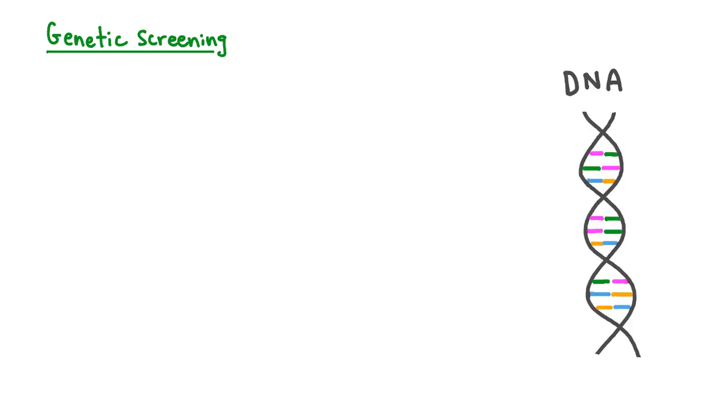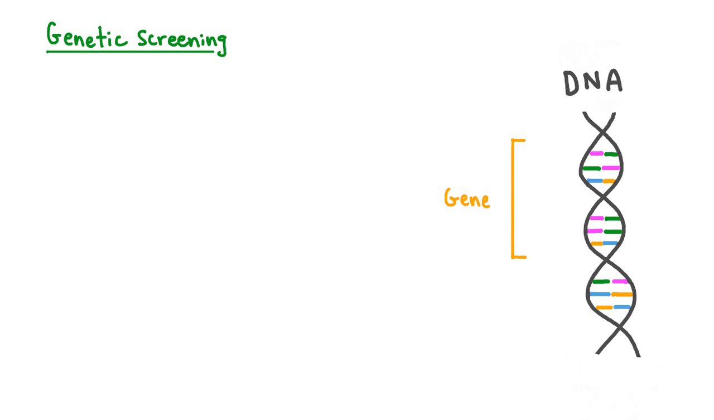Let's start by having a look at genetic screening. Genetic screening works by studying a person's DNA. DNA, or deoxyribonucleic acid, is our genetic material. It controls our characteristics, such as eye color and natural hair color, and is also the unit of inheritance. A section of DNA that codes for a particular characteristic is called a gene.